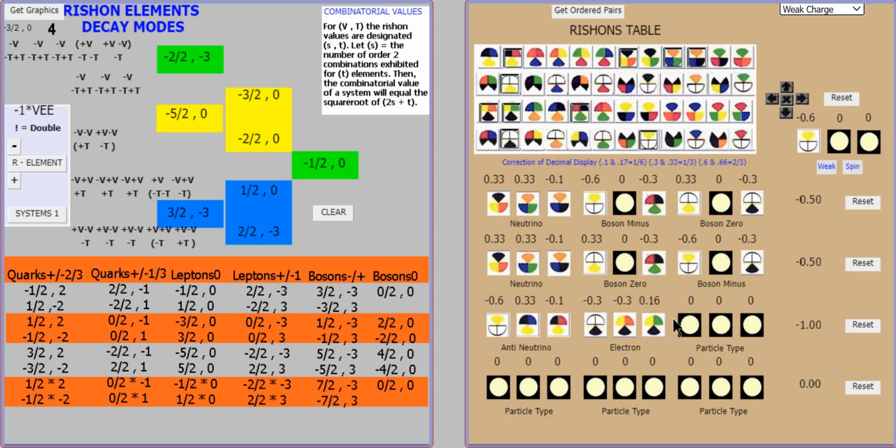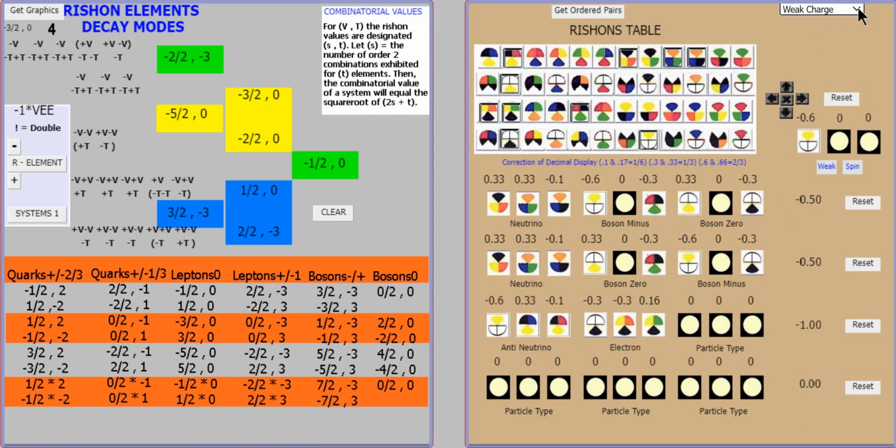-1. And if we look at the decay products of the W boson, we will see that we have an antineutrino with a weak charge of -1/2 and an electron with a weak charge of -1/2, giving us a total isospin weak charge equal to the isospin weak charge of the boson minus.